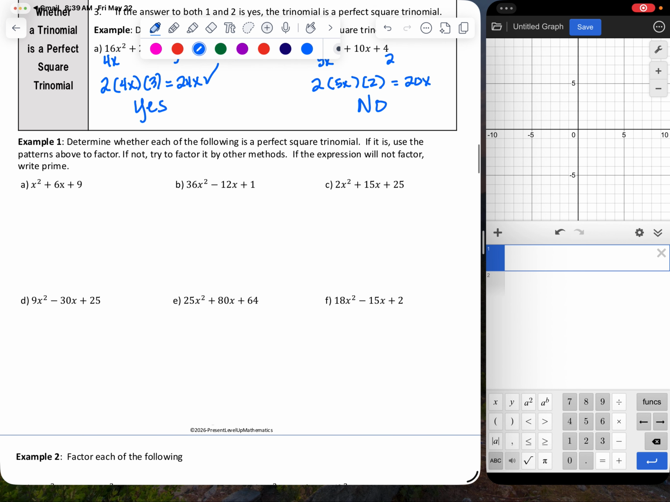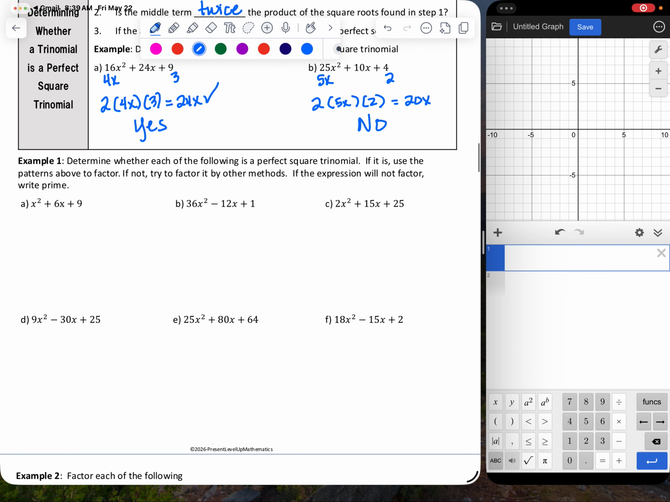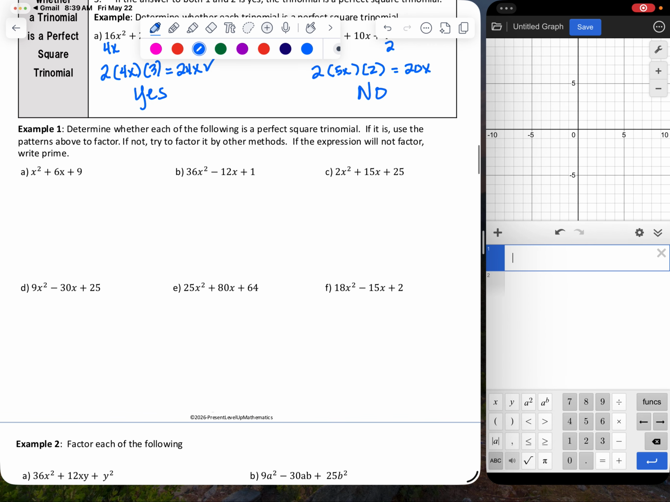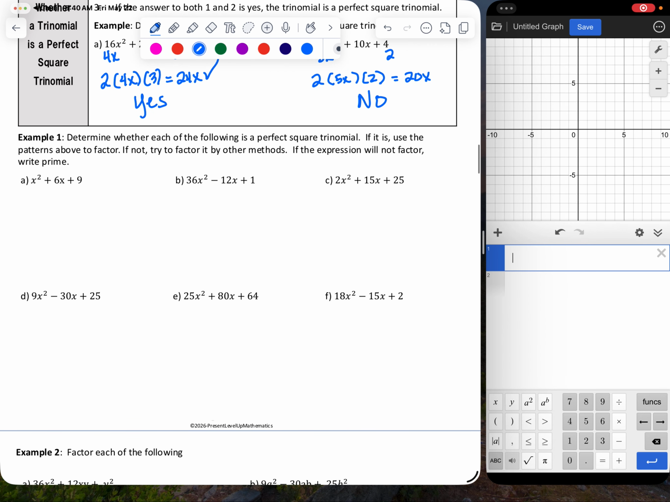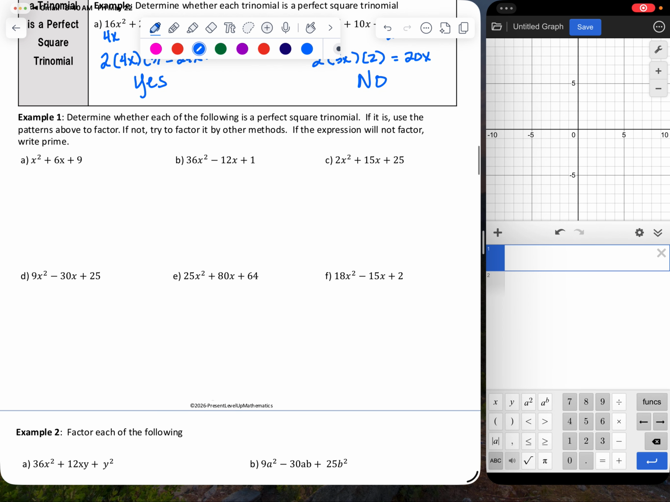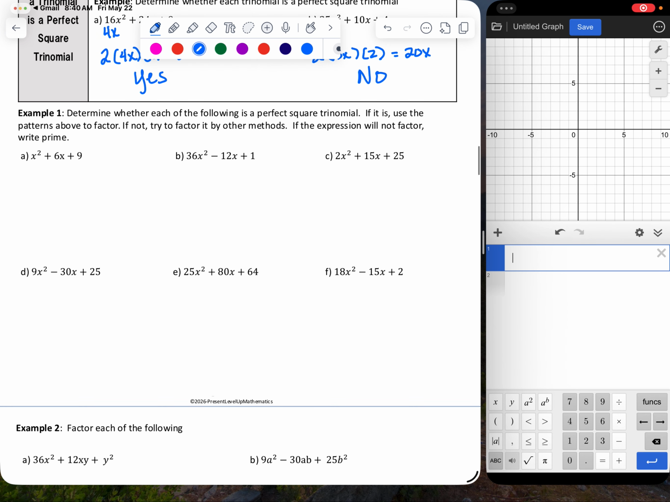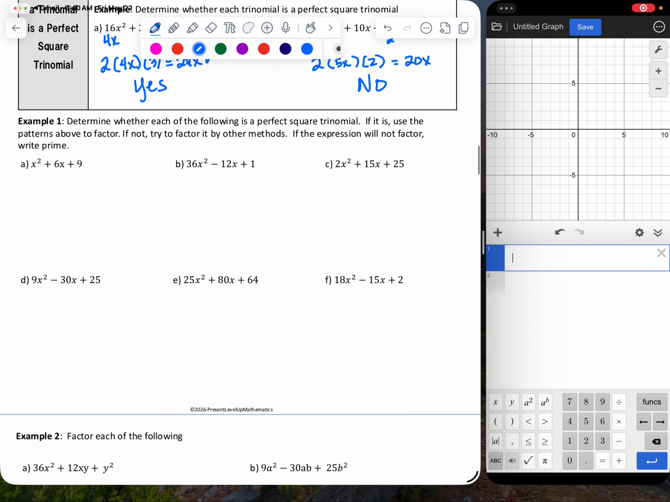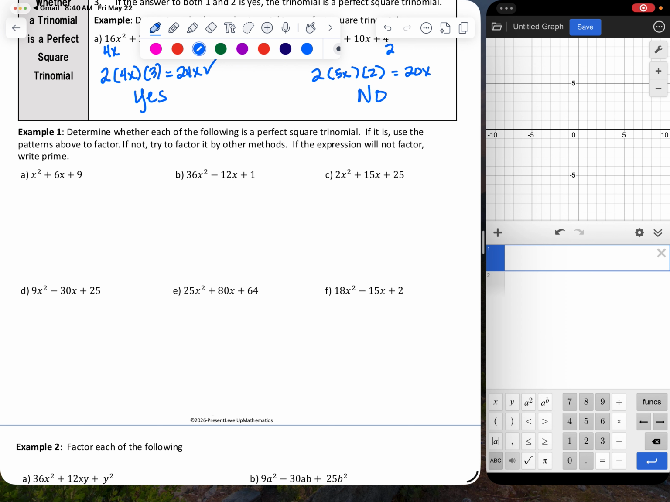All right, example 1. Determine whether each of the following is a perfect square trinomial. If it is, use the patterns above to factor. If it's not, try to factor it by other methods. If the expression will not factor, then write prime. Now, if the trinomial is a perfect square trinomial, we'll either be using this factoring pattern, a plus b quantity squared, or a minus b quantity squared. So we will determine which one of those to use in just a minute.